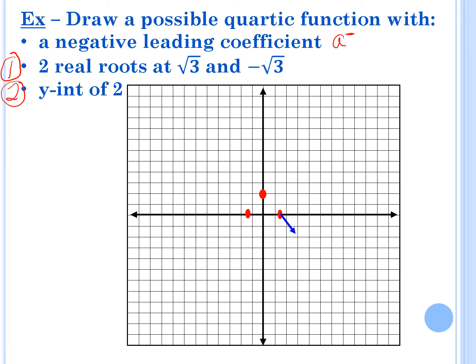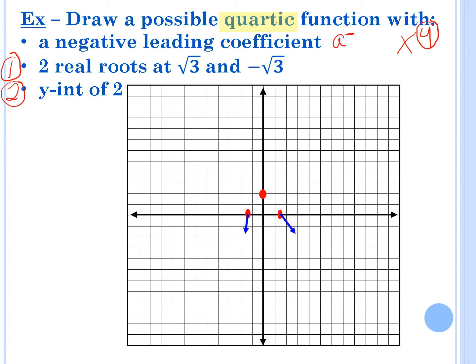Now, the other piece of information it tells me is that my function is a quartic. So that means it's an x to the 4th. Well, that exponent is even. So even exponents tell me that the right and left ends are doing the same thing. So if the right end is going down, the left end is going down.